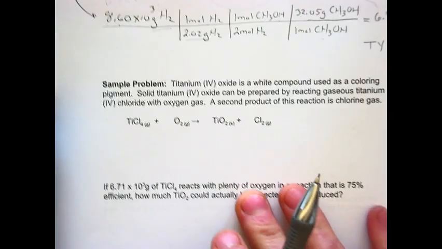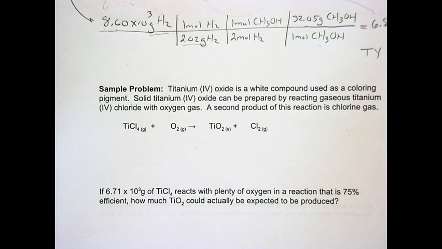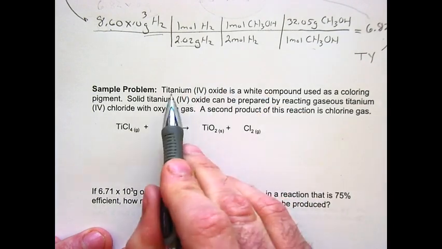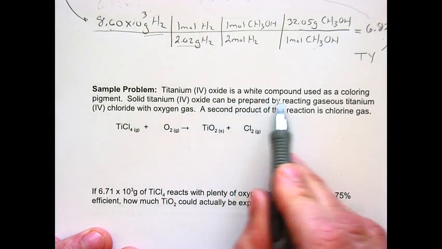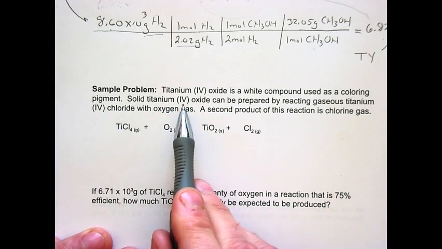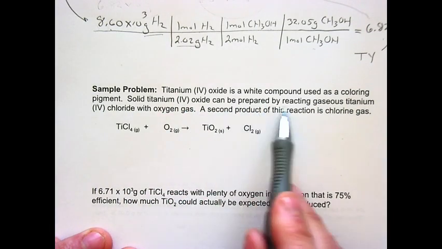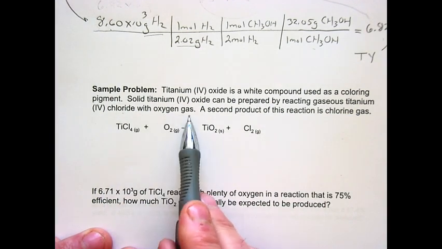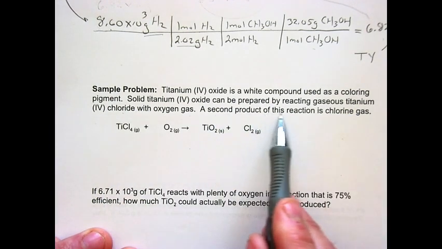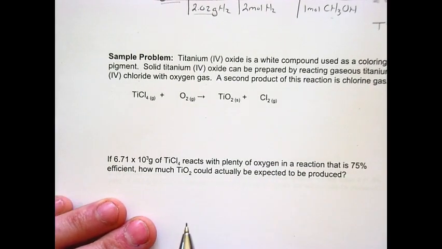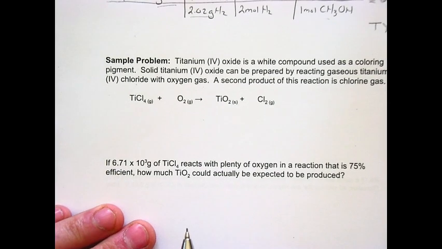Now in this problem, it's going to be slightly different. This problem shows us that titanium(IV) oxide is a white compound used as a coloring pigment. Solid titanium(IV) oxide can be prepared by reacting gaseous titanium(IV) chloride with oxygen gas. A second product of this reaction is chlorine gas. So here is our unbalanced equation.